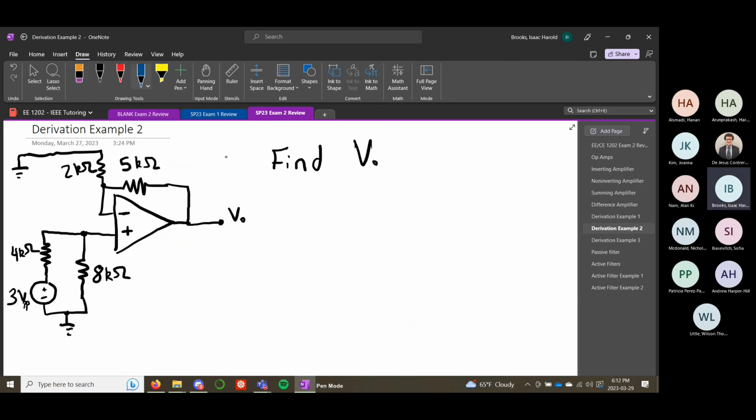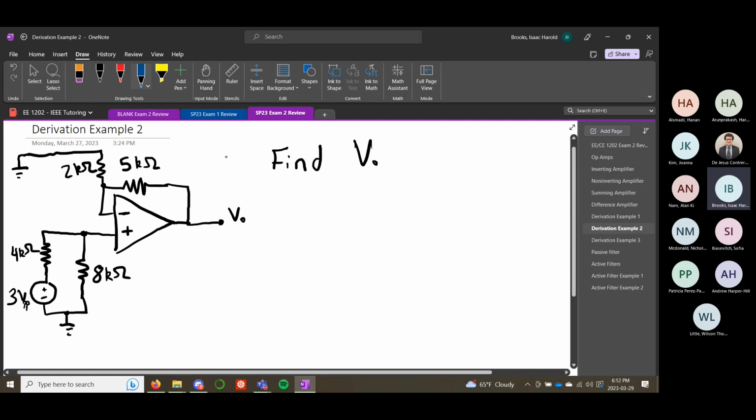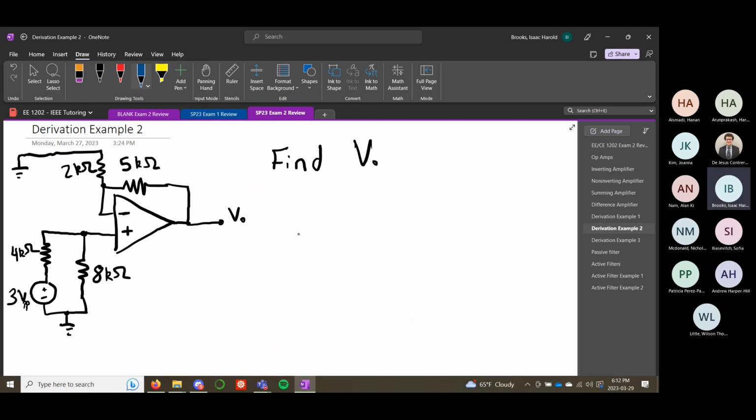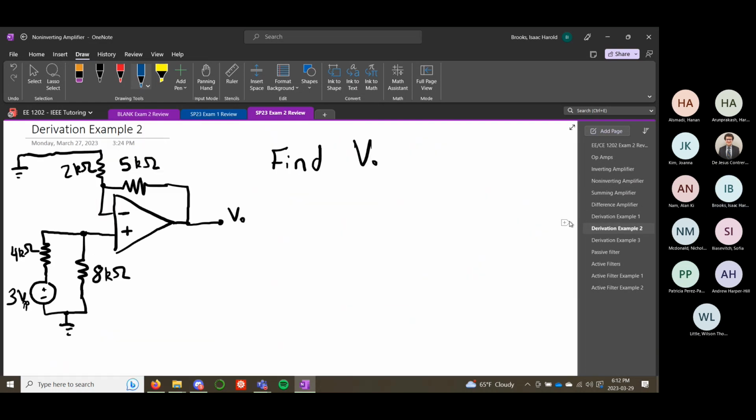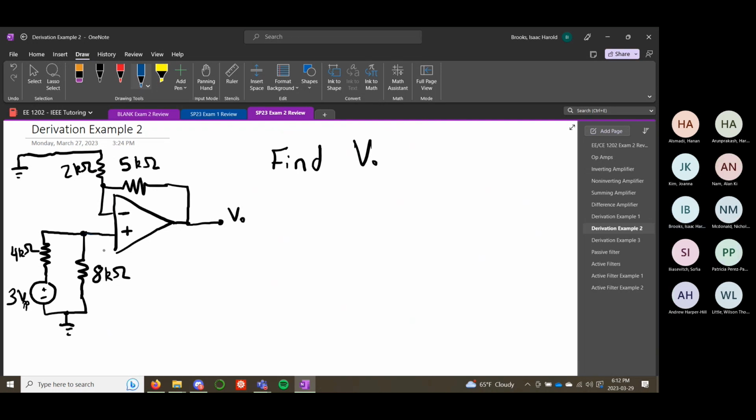This is a tricky one because it doesn't look like any of our previous circuits. It kind of looks like the non-inverting amplifier. Our input is on the positive, and we have an RS going to ground and a feedback resistor, but our input is not exactly at this node. So what can we do?